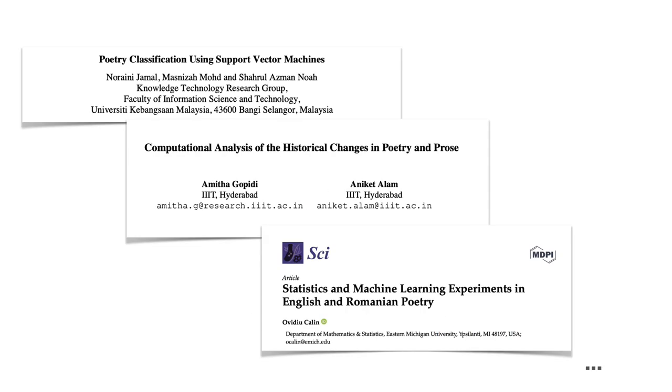And this is driven by other papers in the past, for instance, papers that tried to classify poetry into different groups, or analyses of historical changes of poetry and prose over time, or how they change, but also other analyses. In all of these cases, computational tools were used to understand these data sets, these texts.